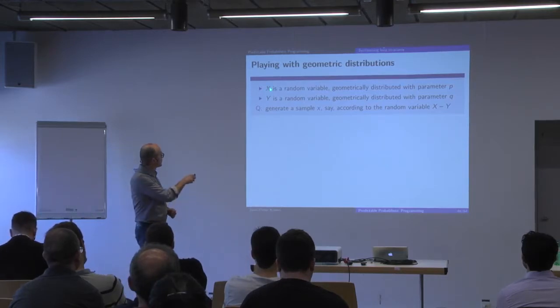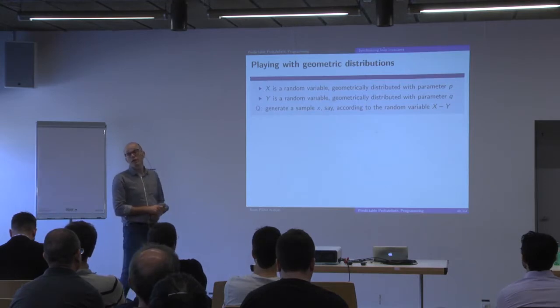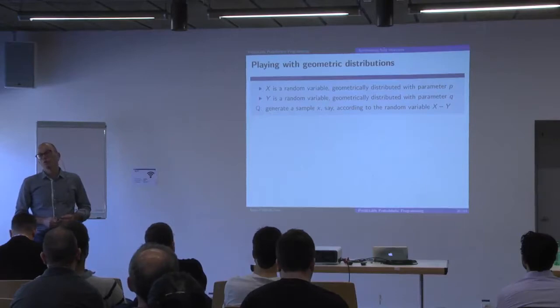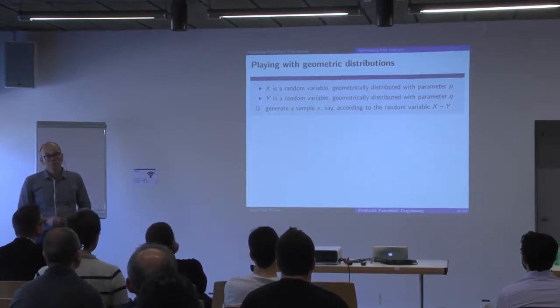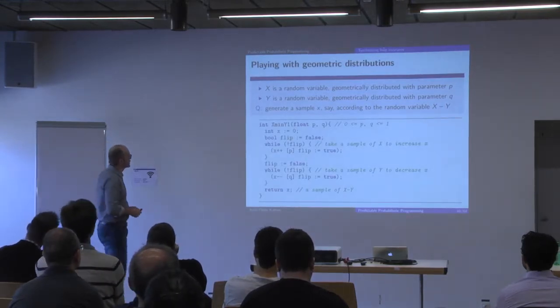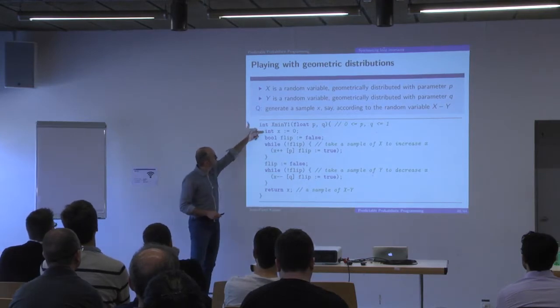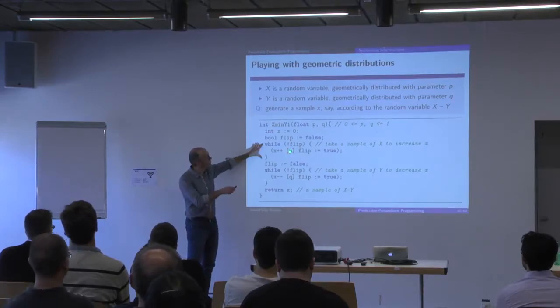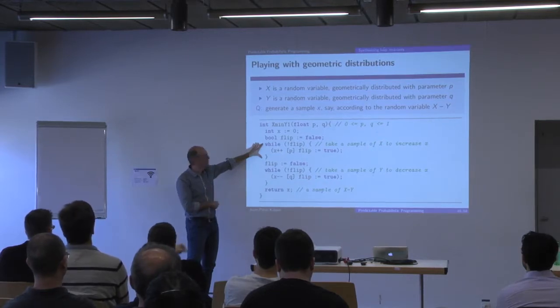I take a random variable x, which is a geometric distribution with parameter p, and y is a geometric distribution with probability q. I want a program that computes x minus y. How would you do that? Well, I guess you would come up with something like this. You start by having a counter set to 0. In the first iteration, you're going to basically increment the counter. How are you going to do this? Well, with probability p, because that's what you're going to do. You take a sample of this random variable to increase the value.